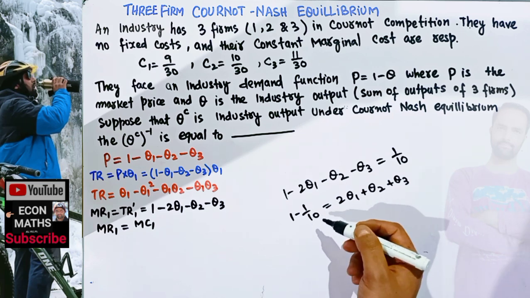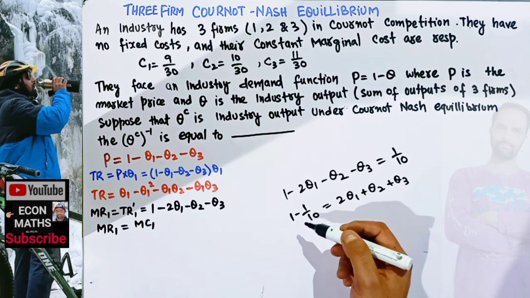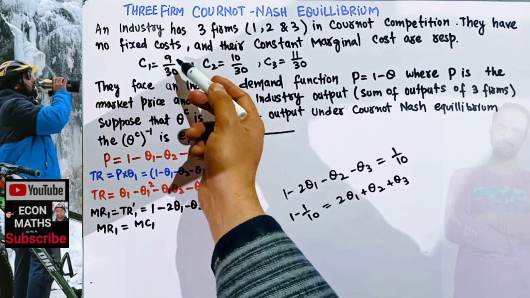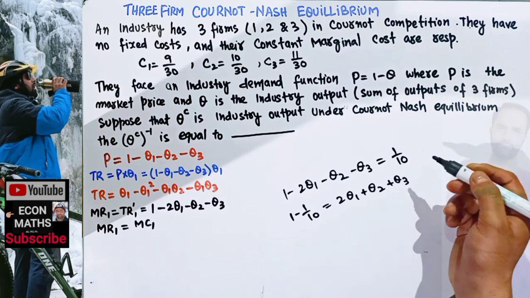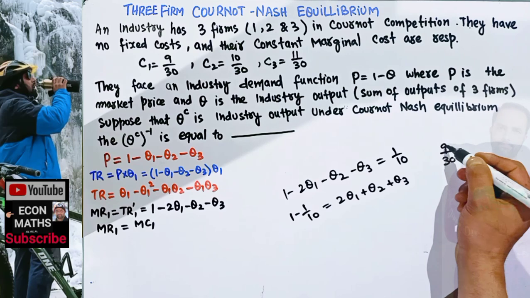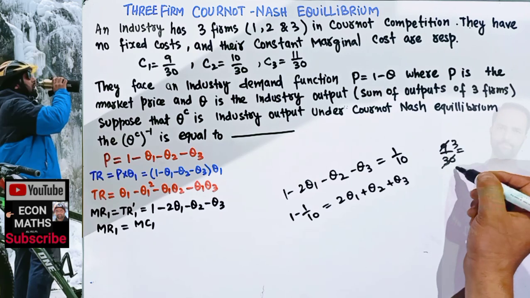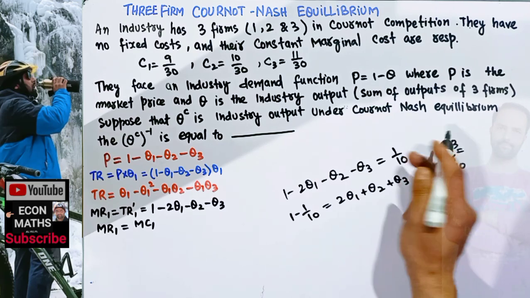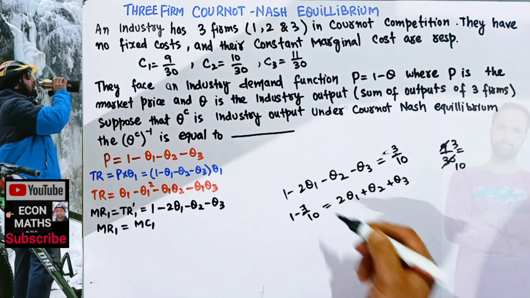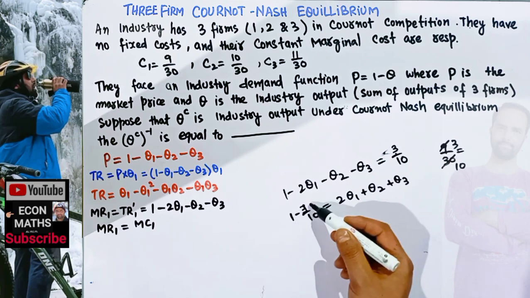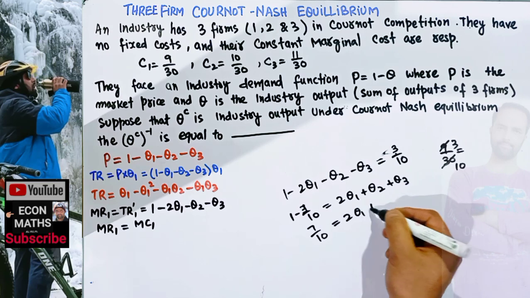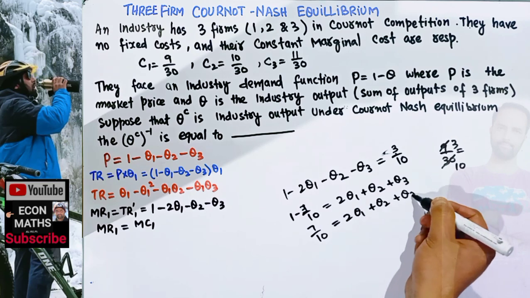Let me see if I have made any mistake here. 3 times 3 is 9, 3 times 10 is 30, so it is actually 3/10. Sorry for this mistake. Now 10 minus 3 comes out to be 7/10, which should be equal to twice Q1 plus Q2 plus Q3.